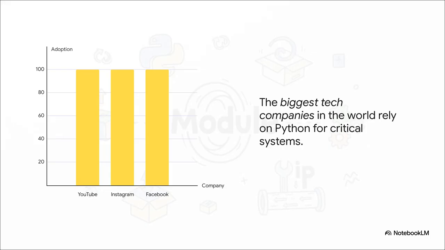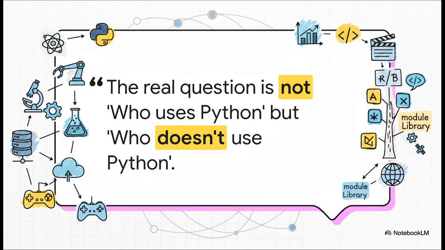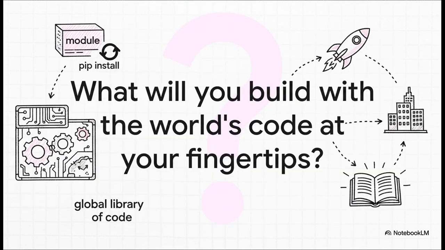And hey, this isn't just some theory. This powerful ecosystem is exactly why the biggest names in tech, we're talking YouTube, Instagram, Facebook, all rely on Python for their most critical systems. This is so true that there's a saying in the Python community that really hits the nail on the head. Because it's so versatile and has this massive library of tools, the real question isn't who uses Python, it's who doesn't use Python.